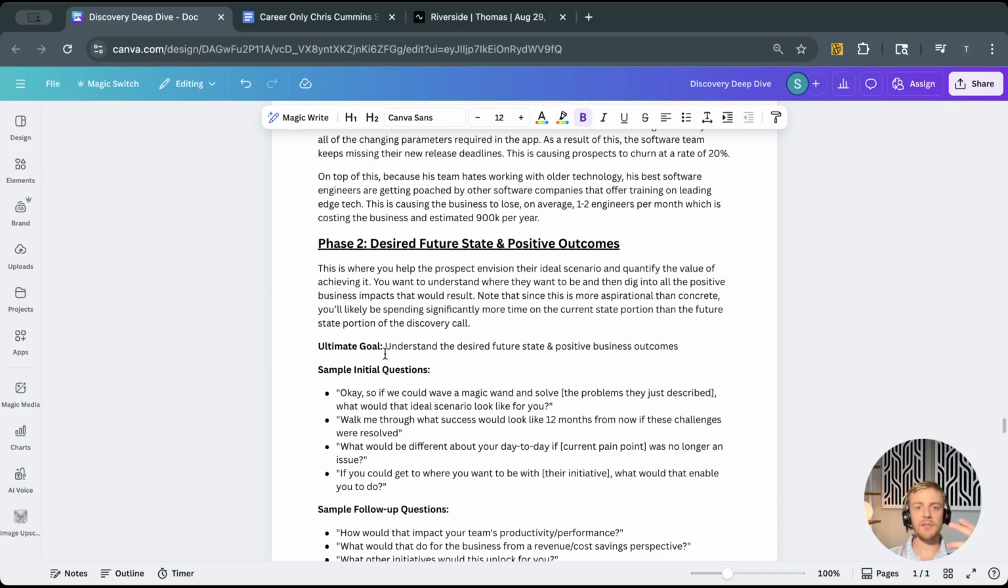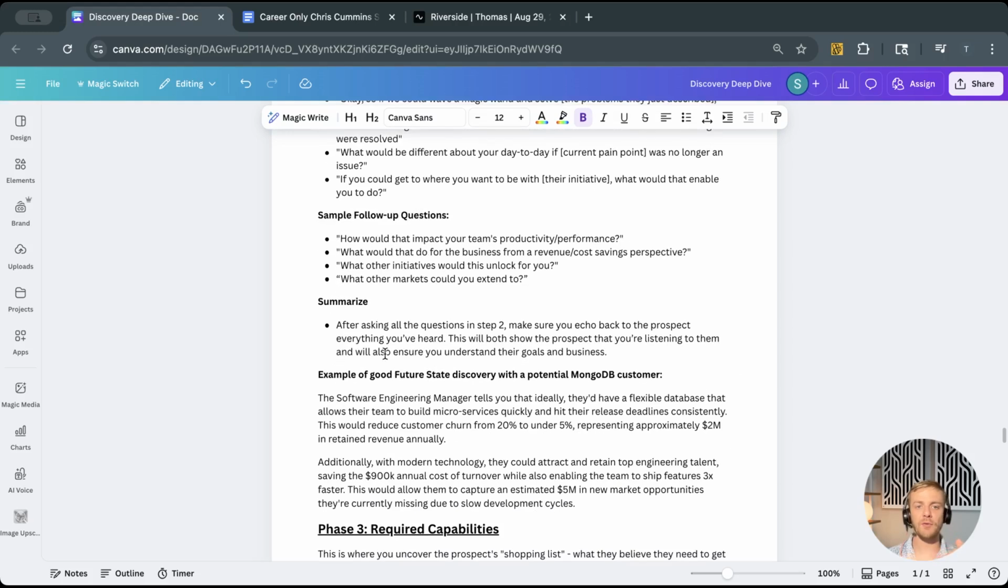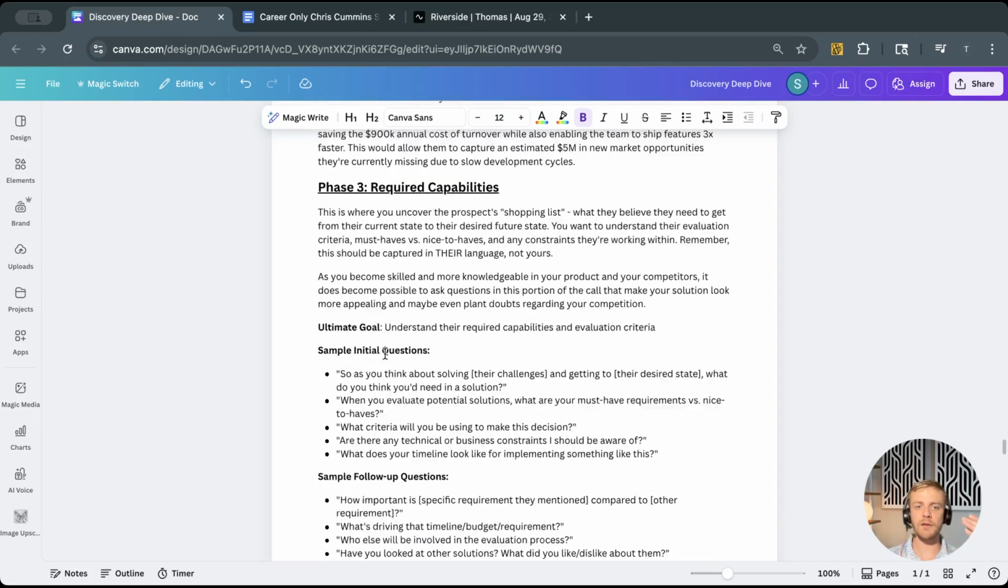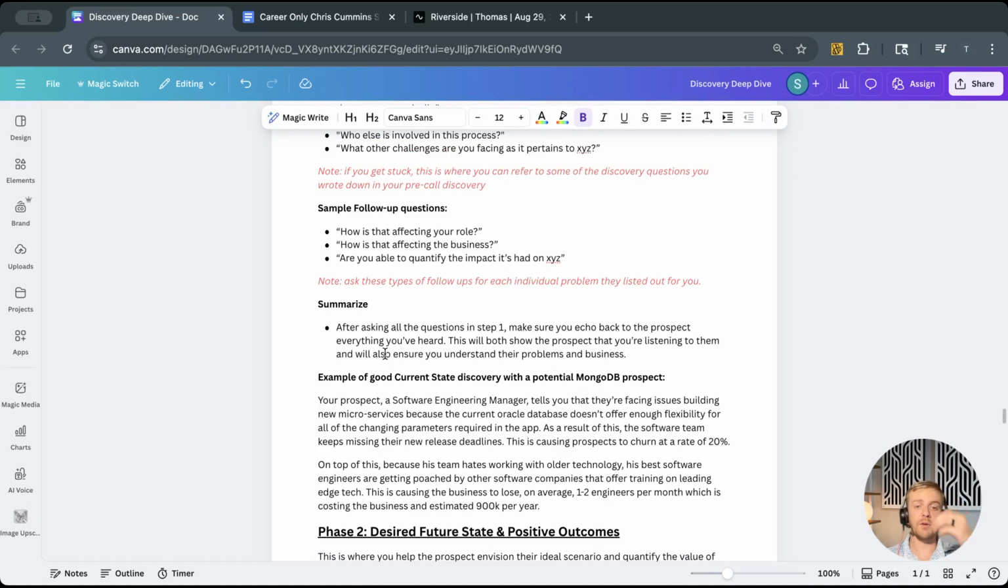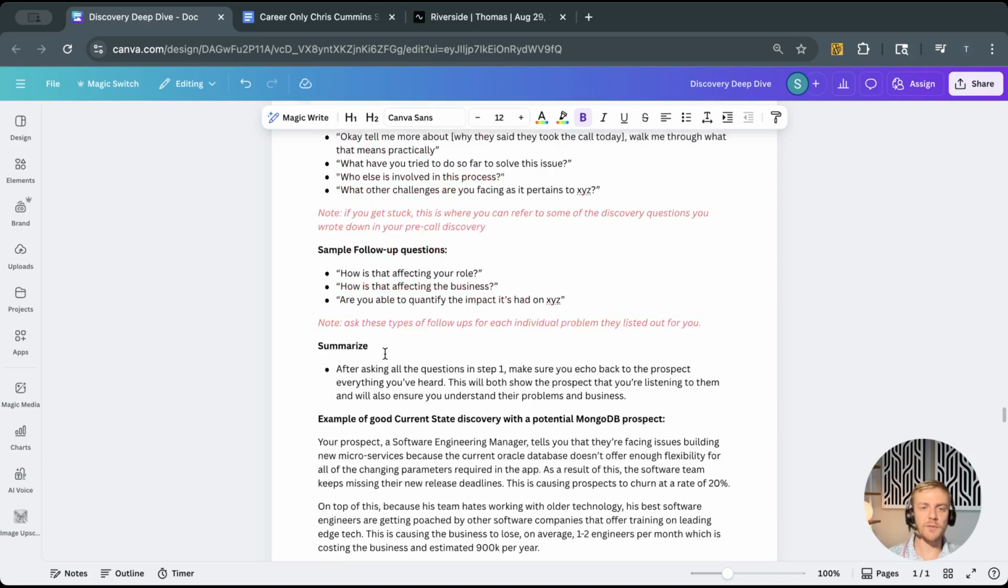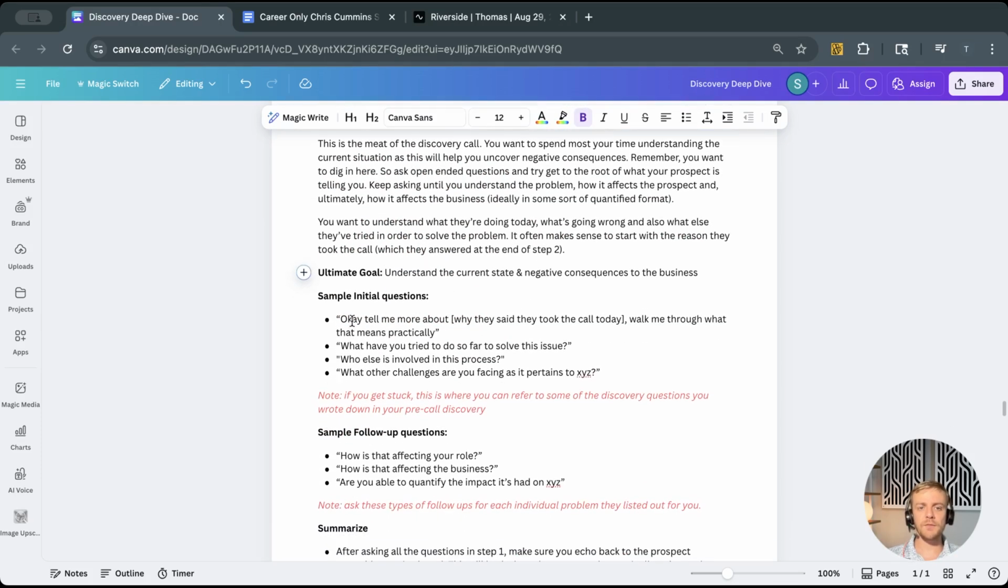I broke this up for simplicity, but of course this is going to be dynamic and you're going to go through all these phases at once in the discovery call. It's just a way to break up your goals and give you some order and sequence to the discovery. Anyways, here are some samples.